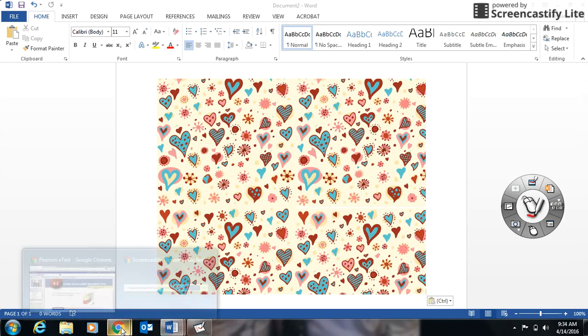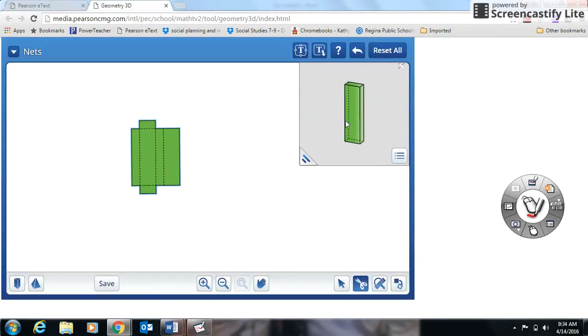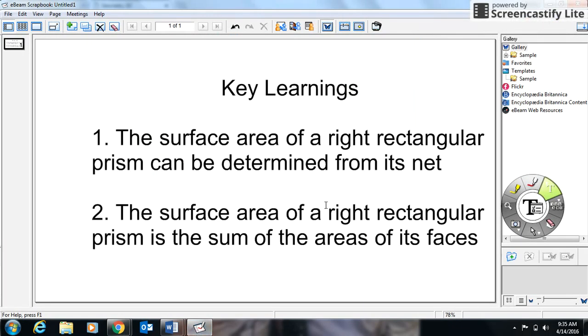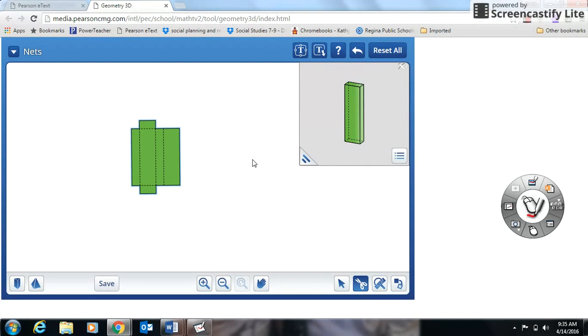So let's go look at this box here. Look at this box, top right hand corner, I'm circling it right here. I realize that this box is the perfect shape to fit the sunglasses that I bought for my daughter. So in my key learnings, we said that the surface area of a right rectangular prism can be determined from its net. So I need to go back here and I need to find the net. And look, I already took this out and I made the net. Does everybody agree this is the net? We learned that from previous math videos.